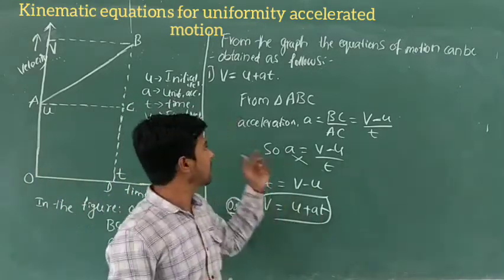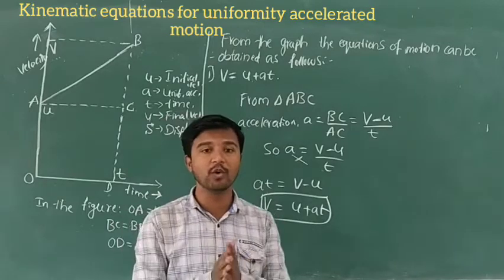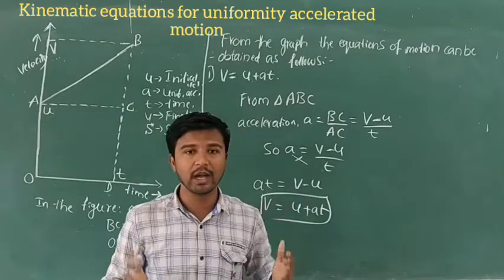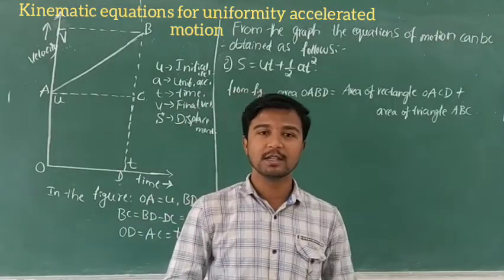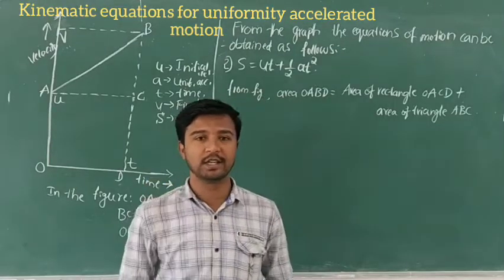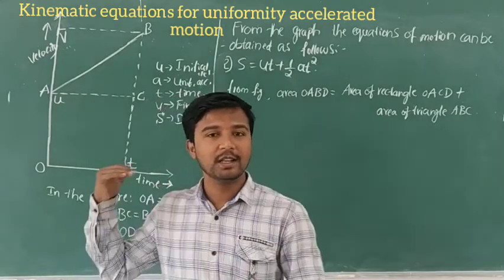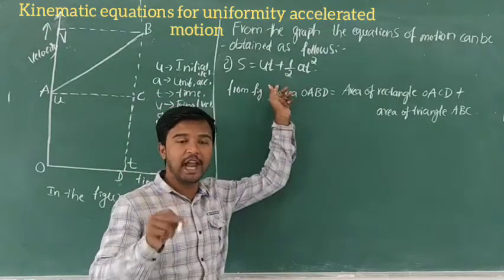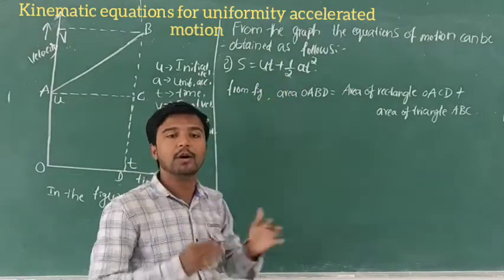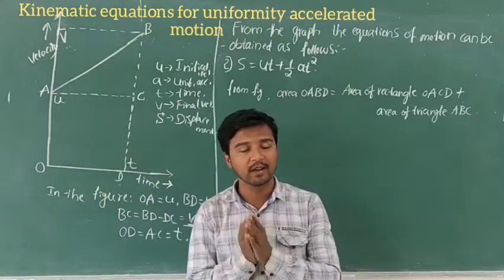Okay, so next, the another equation of motion is s equal to ut plus half at square. We will derive that now. Okay, dear students, up to this we discussed the first relation. So now go to the second relation using this graph, that is s equal to ut plus half at square. We have to prove this equation using the velocity versus time graph.